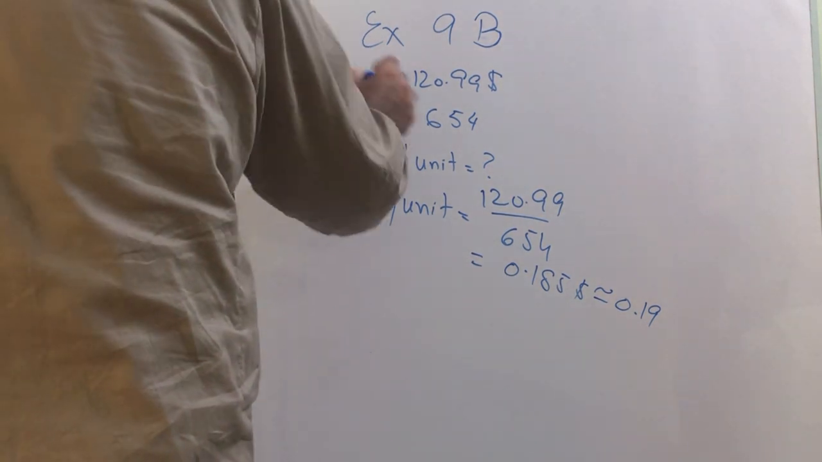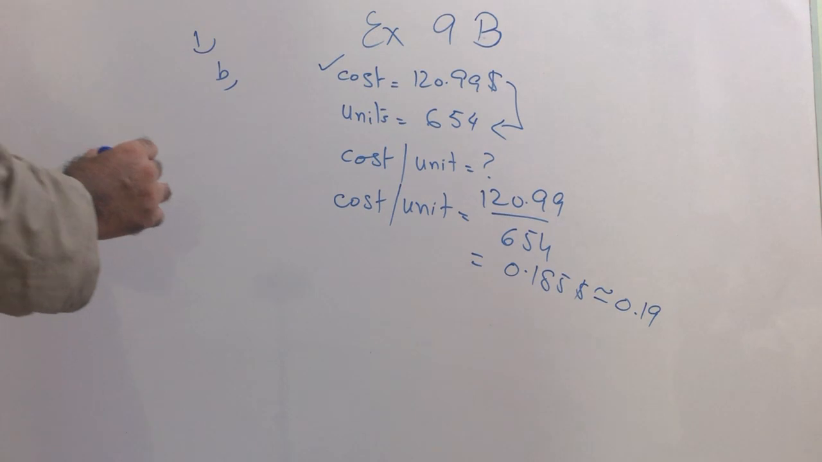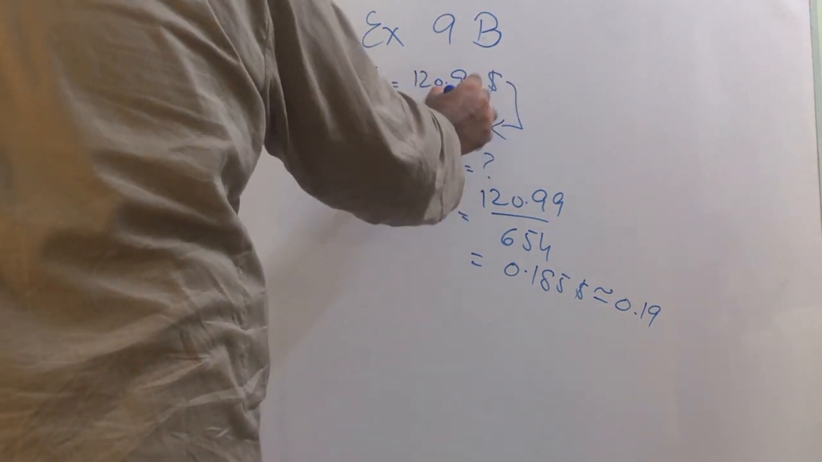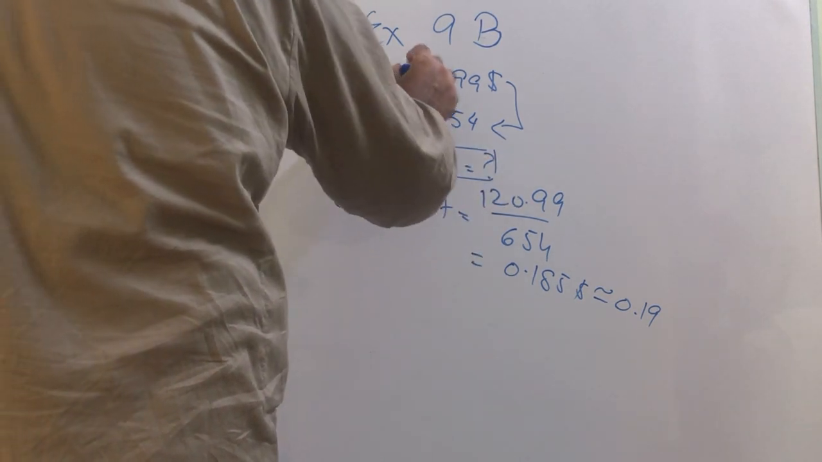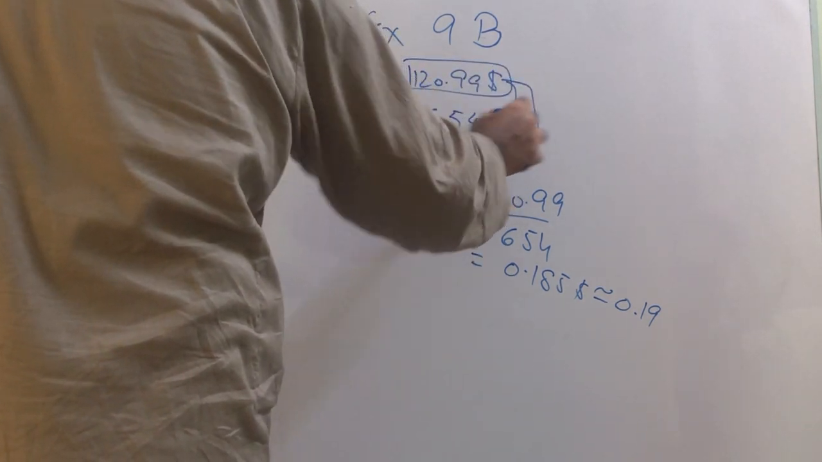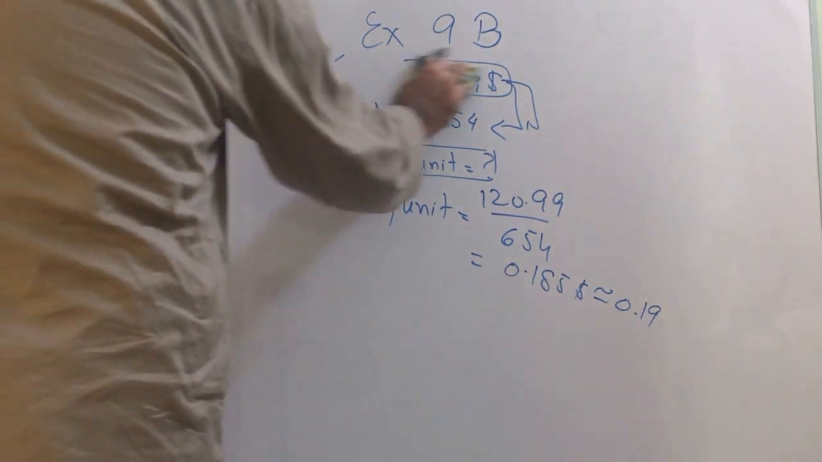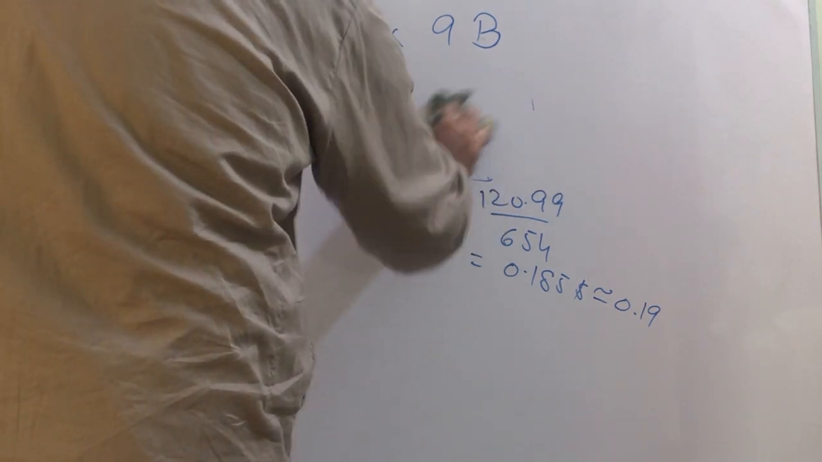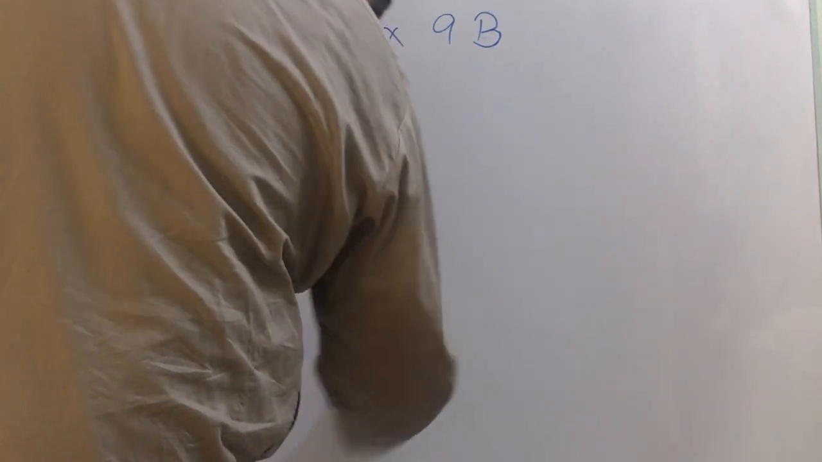Cost was given. This cost is for 654 units. If you use 654 units, then you pay this much amount. So we need to find cost for 1 unit. So cost will be divided by the number of units. So we will be getting the answer. Very simple. Now we will be doing part C of this question number 1.